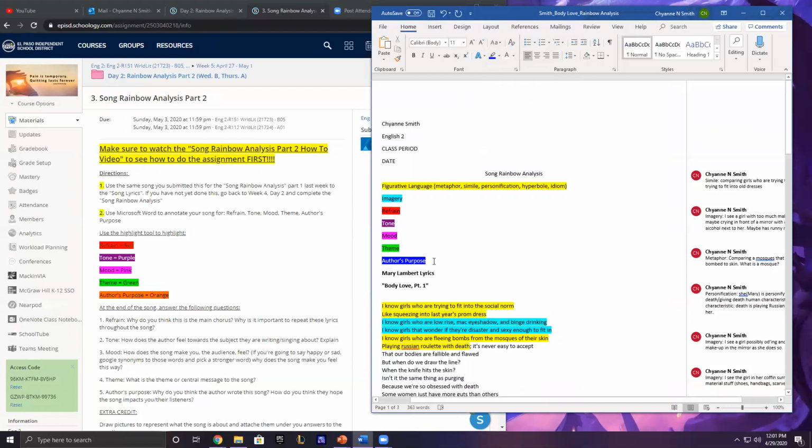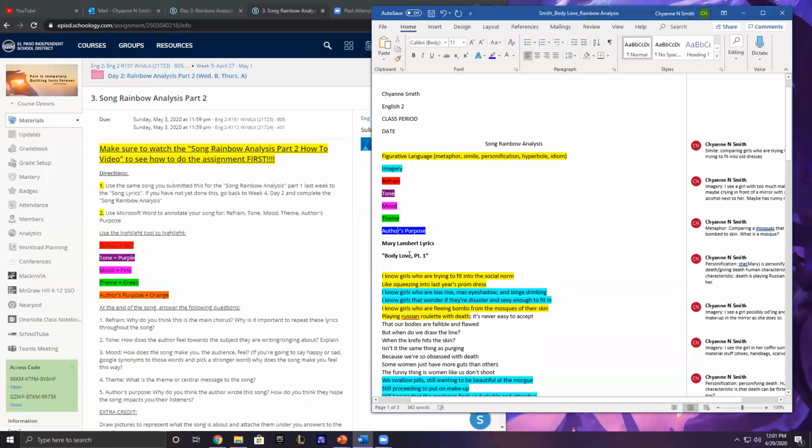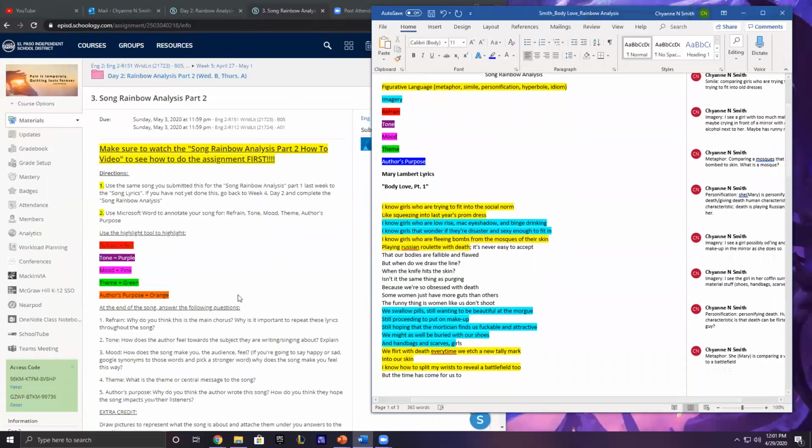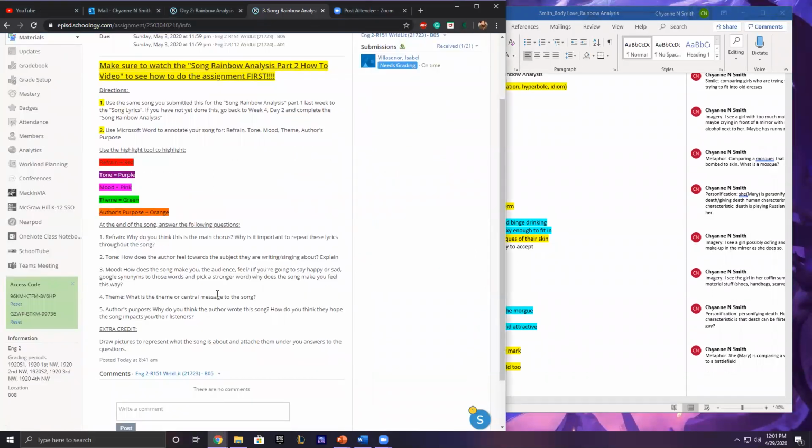But okay, so once I've created my key, I'm gonna go one by one through the song, highlighting them and answering the questions as I go. The questions that you're going to answer, I will review as I do them. So I'm going to start by looking for the refrain.